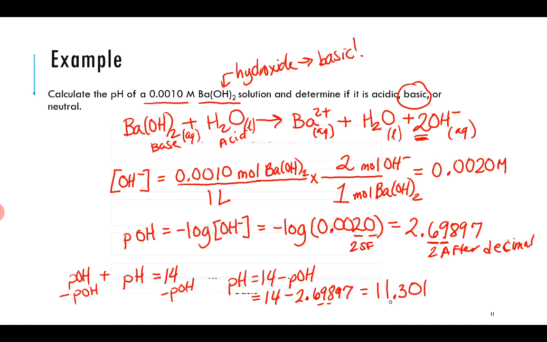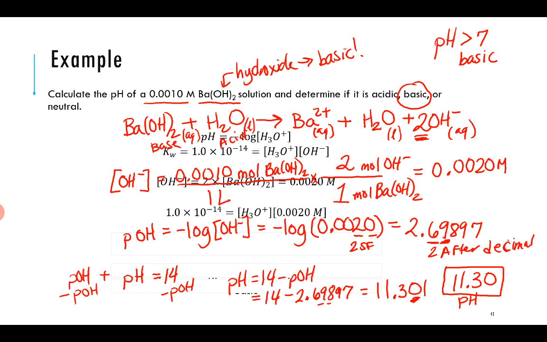11.301. And so based on the subtraction rule, this was significant to the hundredths place, and so this needs to be significant to the hundredths place. And so I will report my answer as 11.30 is my pH. pHs that are greater than 7 are basic. And so since 11.3 is more than 7, my solution is basic, just like we predicted.